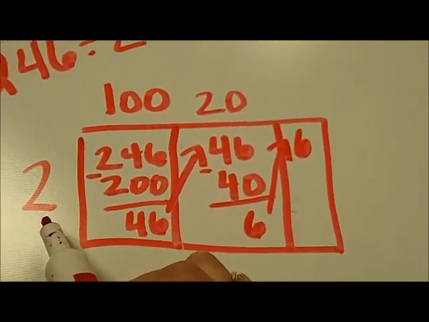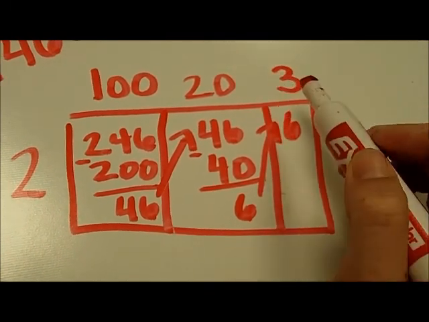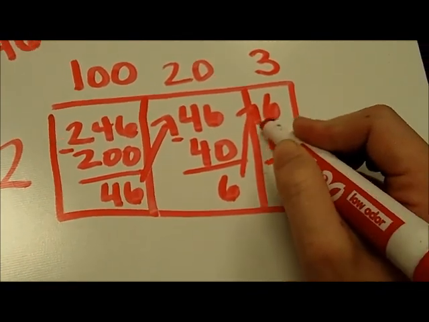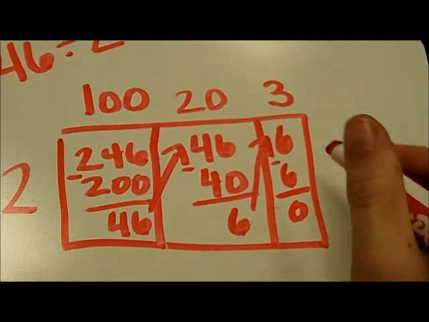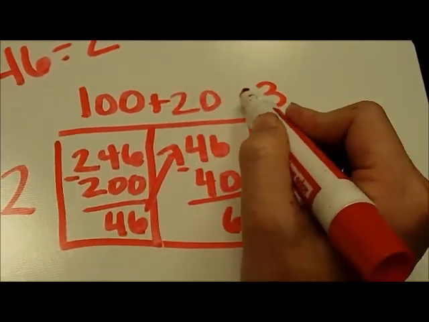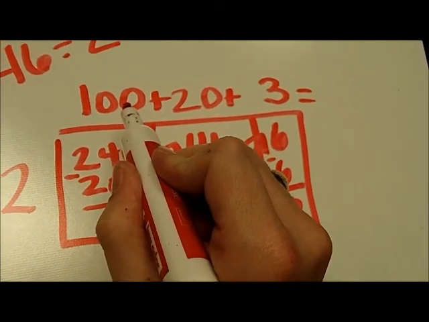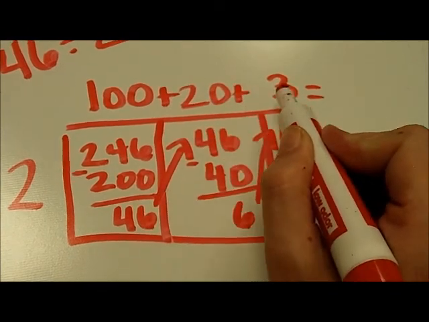Now we ask ourselves, how many times 2 can go into 6? We know that's 3 times. 3 times 2 is 6. When we subtract, we are left with 0, and that is how we know we are done. We take part of our answers and we add them together. 100 plus 20 plus 3. That equals 123.